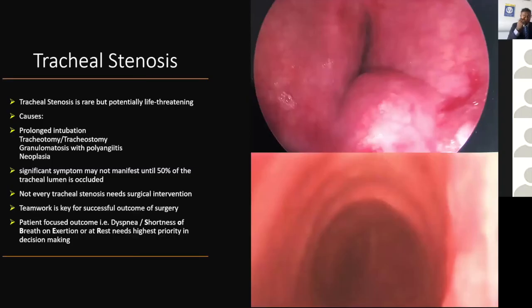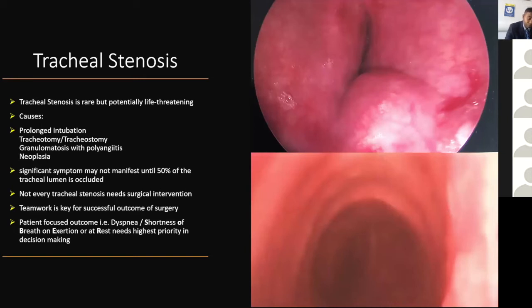Tracheal stenosis is a rare but potentially life-threatening problem. Prolonged intubation, tracheotomy, tracheostomy, granulomatosis with polyangiitis, and neoplasia are some of the causes. Significant symptoms may not manifest until 50% of the tracheal lumen is occluded. So this is an important point to know.